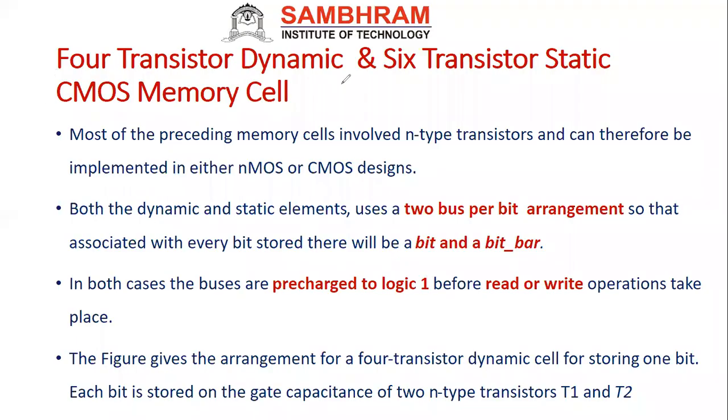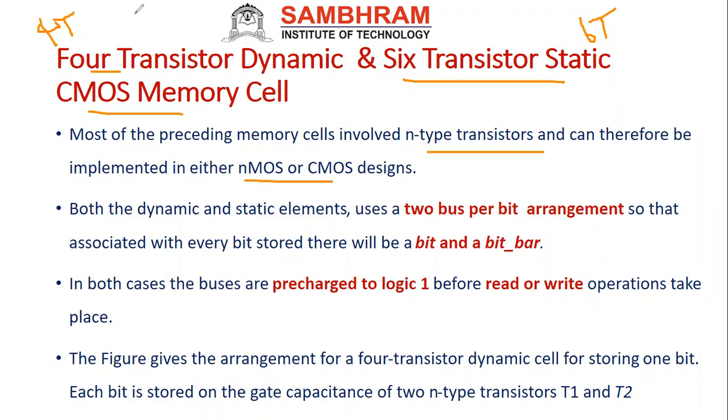Next, let us study the 4 transistor dynamic and 6 transistor static CMOS memory cell. We may call these 4T DRAM and 6T SRAM. That is CMOS based. Most of the previous memory cells involved NMOS, and can therefore be implemented in either NMOS or CMOS design, as we studied.